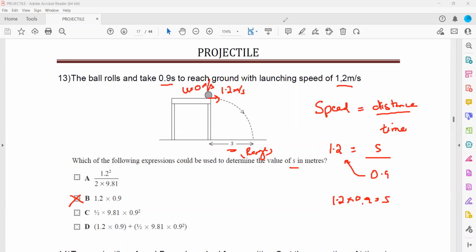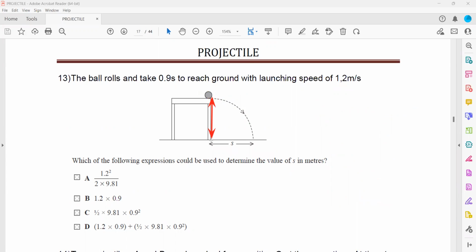If this was the same question and they asked about the height, the horizontal distance equals speed multiplied by time. So speed was 1.2 and time is 0.9. But if I need the vertical height, we have to use the equation of motion, S equals ut plus half at square.